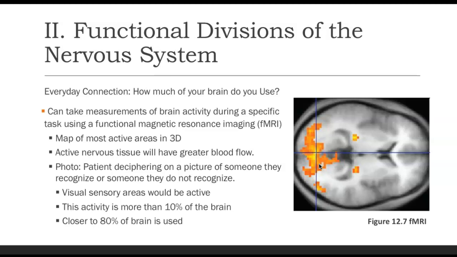And so what they saw is, as a person was going through these different photos, we saw that there were visual sensory areas lighting up, showing that it was active, and also some motor regions in which they would have to raise either a thumbs up or a thumbs down. And so they found that they used more than 10% of their brain, and it was closer to 80% of the brain being used. And you can imagine that was just such a simple task for the person just to sit there and look and then do thumbs up or thumbs down.